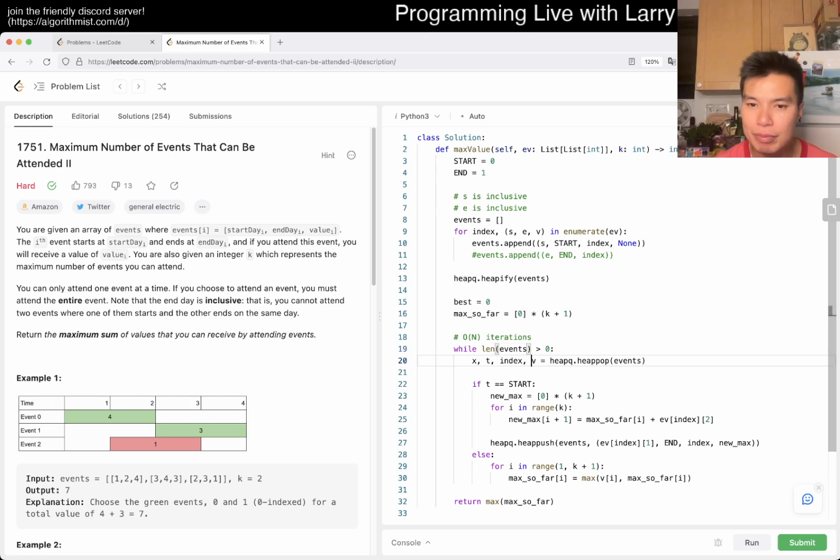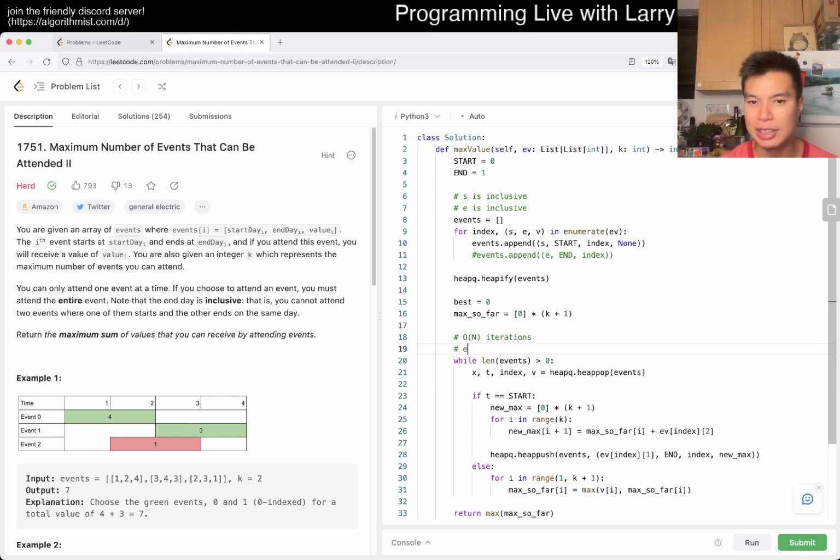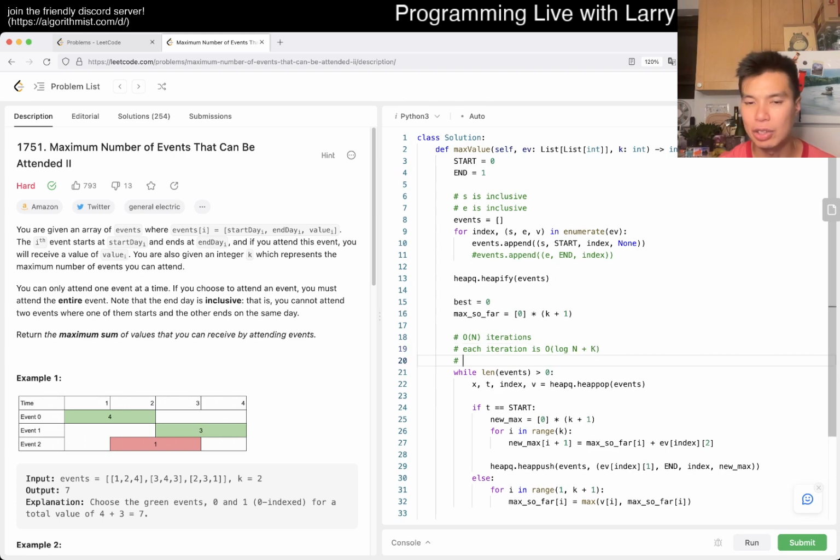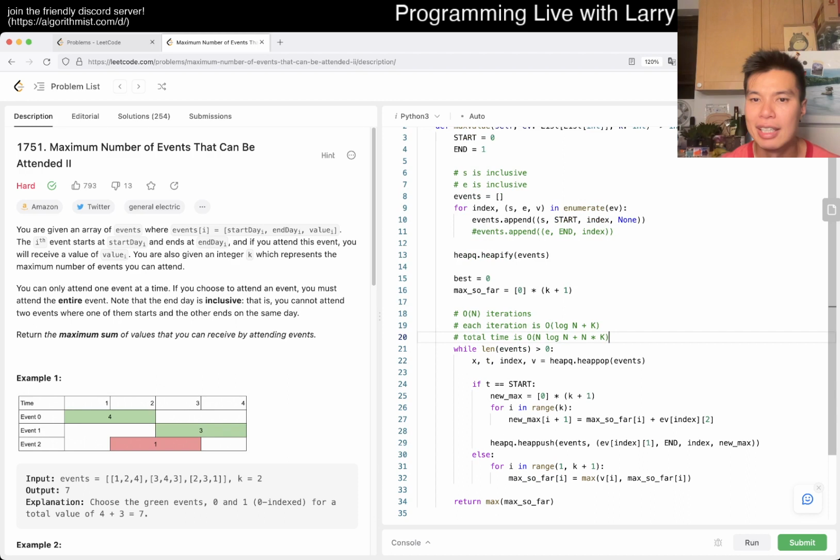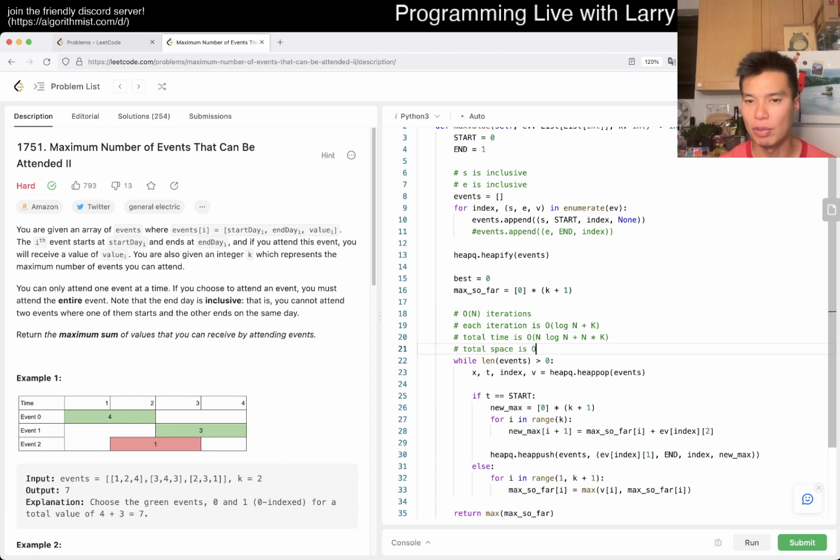Each iteration, we do at least 1 log n operation, and then 1 O of k operation, both here or here, one of these two. So each iteration is O of log n plus k. So then total time is O of n log n plus n times k, right? And space hopefully should be easy to see. This is O of k, this is O of n, but for each of the event items, we allocate O of k space, which in theory can all be concurrent. So total space is O of n times k.